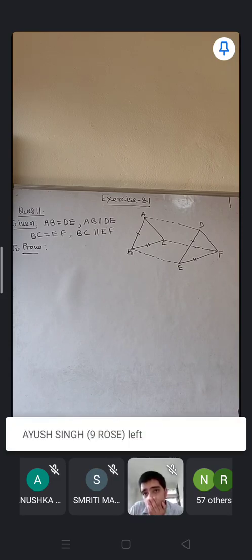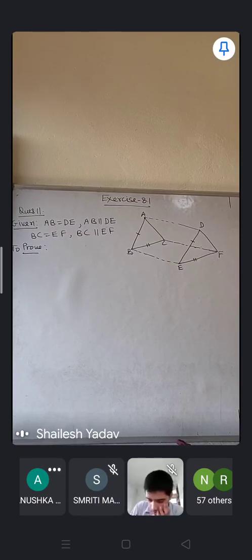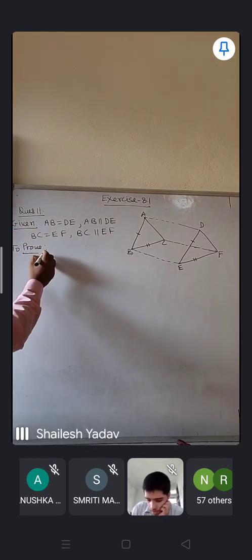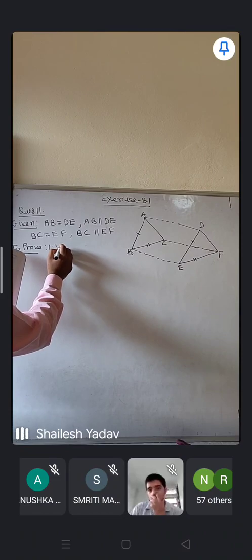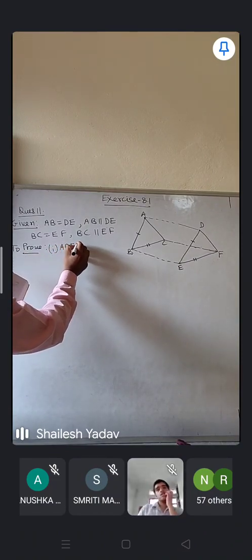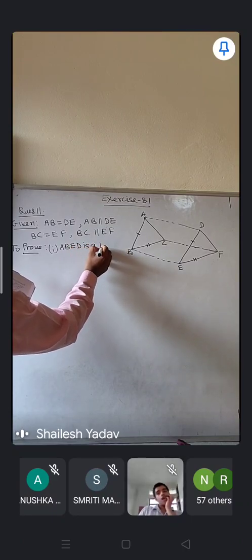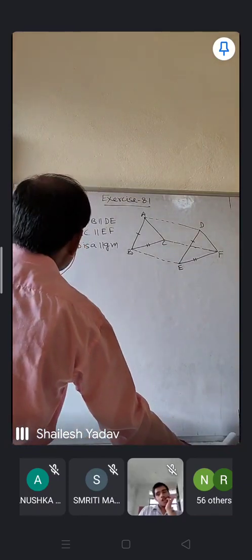So students, you have written. Okay, if you have written this, then I am going for the proof one by one. So now for the first, I am going to give the proof. Only the first part I am going to write, whatever I am going to prove. In the first part, you need to prove that ABED is a parallelogram. So I am going to give the proof for the first part.